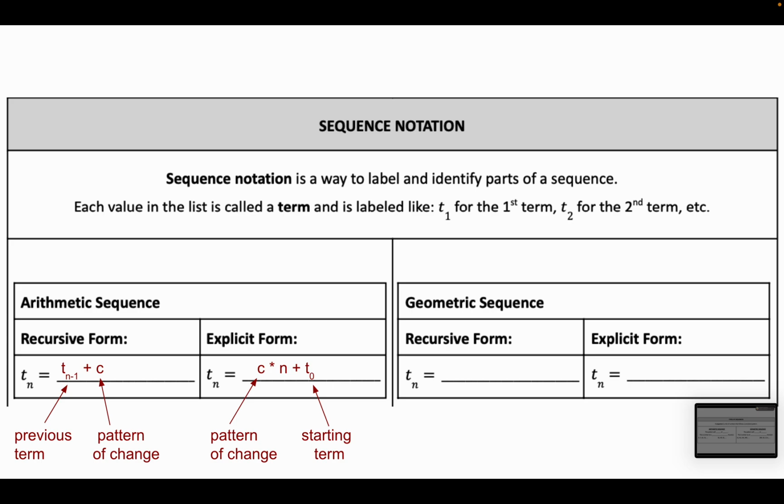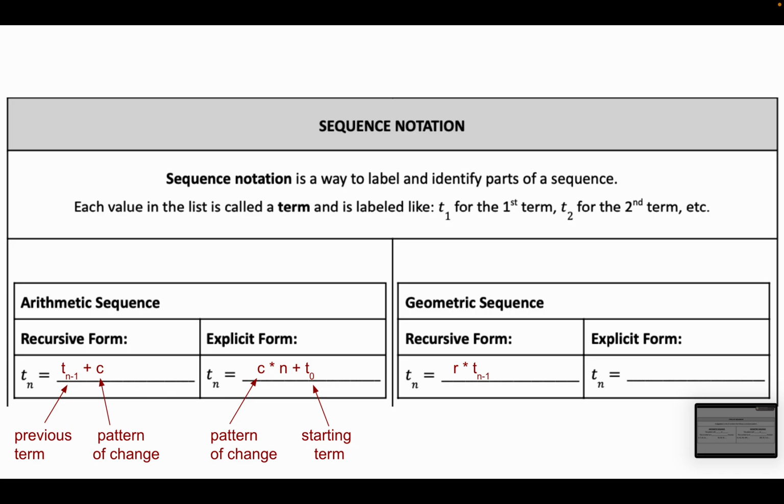Okay, for our geometric sequence, as we look at our recursive formula, we can see again we have T(n-1), and that again represents the previous term. So like if we know what the 4th term is, we can figure out the 5th term by applying the pattern of change.